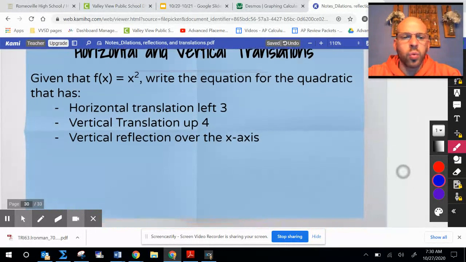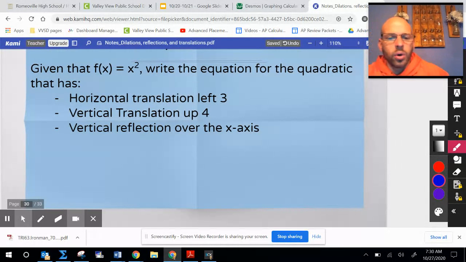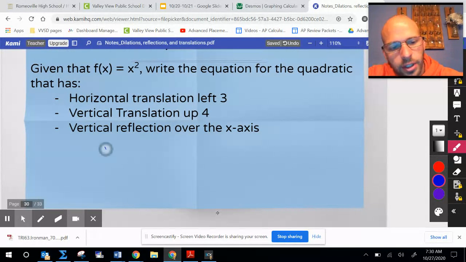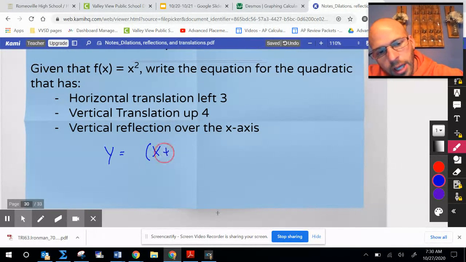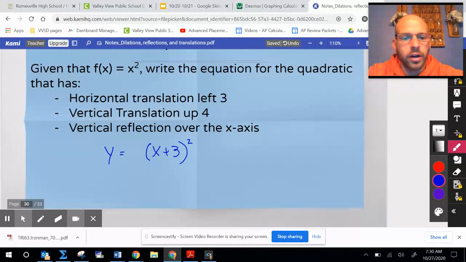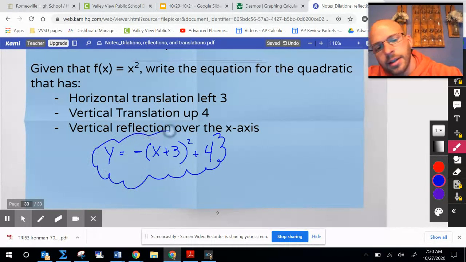All right. Can we write an equation given a set of characteristics? So let's see if we can write this equation. So a horizontal translation left 3. So I'm going to kind of set this up. If I want to go left 3, I'm going to need an x plus 3 squared. If I want to go up 4, I'm going to need a plus 4 at the end. And then if I want to reflect it over the x-axis, remember that is a negative out front. And ladies and gentlemen, this is my quadratic function. Okay.